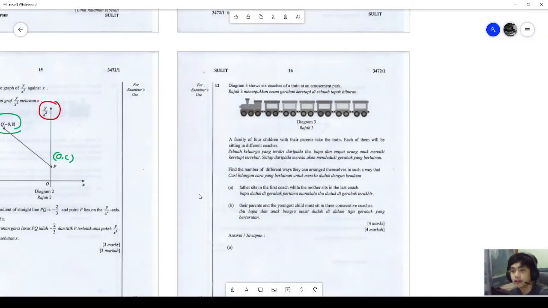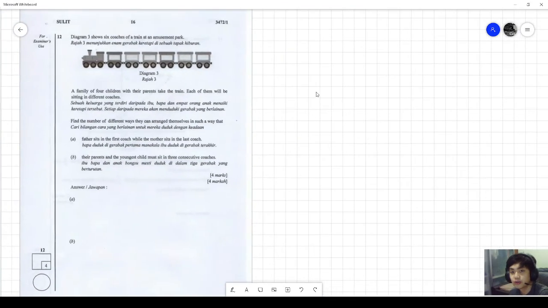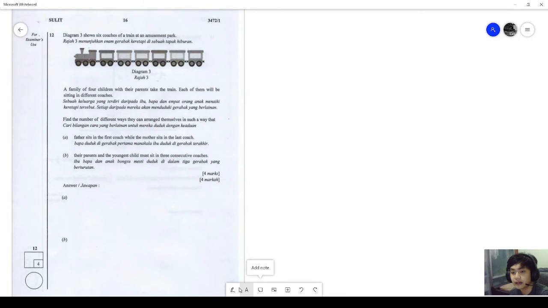So question 12. Diagram 3 shows 6 coaches of a train at an amusement park. A family of 4 children with their parents take the train. Each of them will be sitting in different coaches. Find the number of different ways they can arrange themselves such that the father sits in the first coach while the mother sits in the last coach. So just arranging the coaches here.